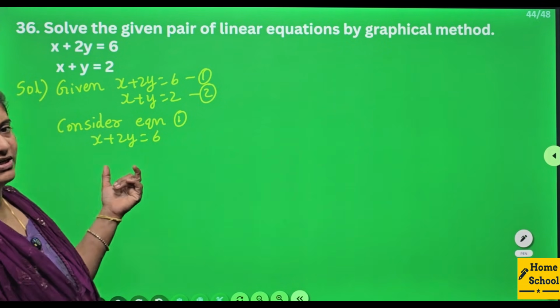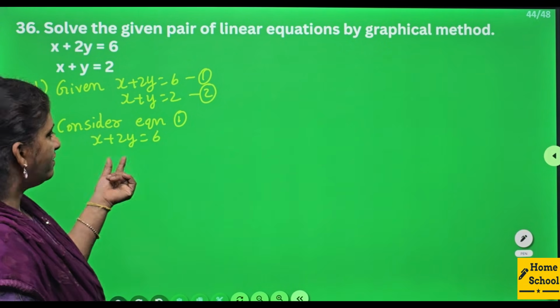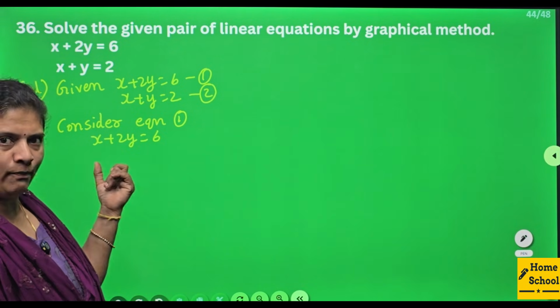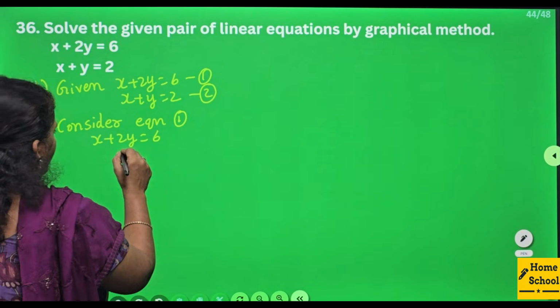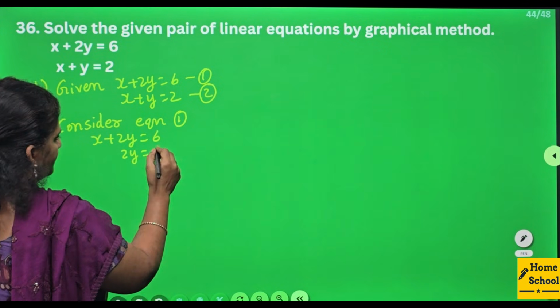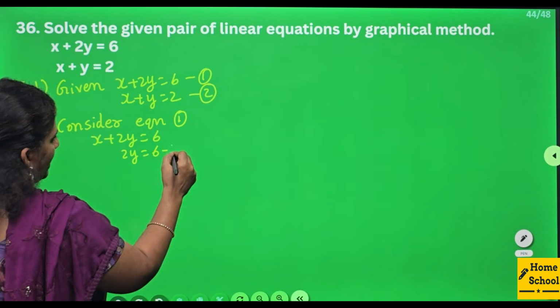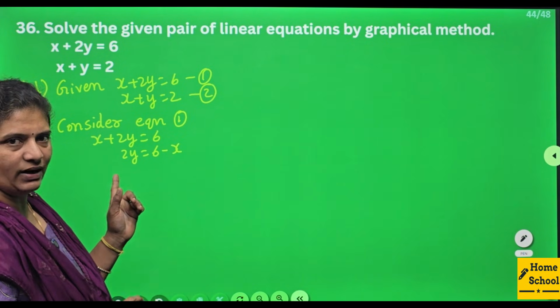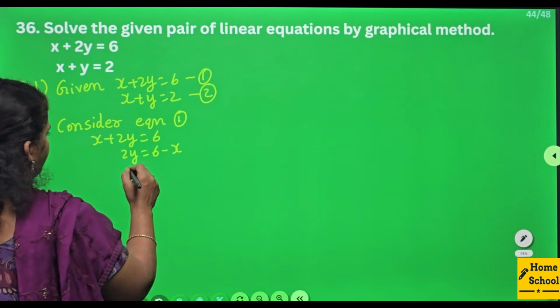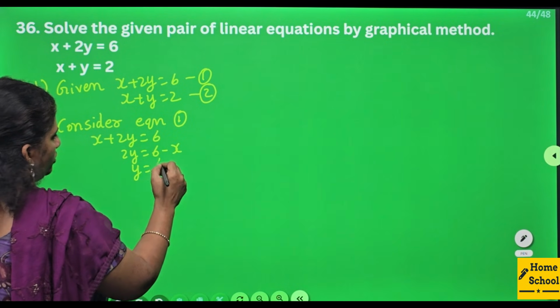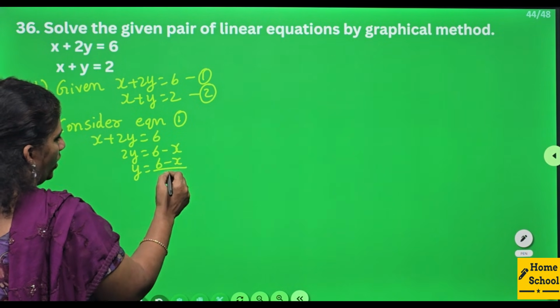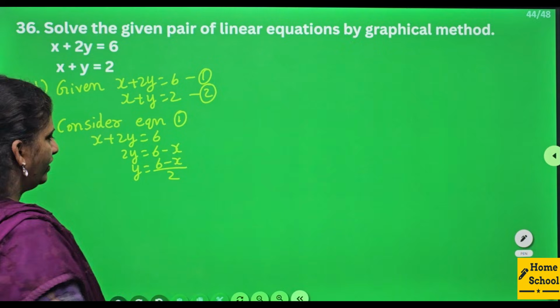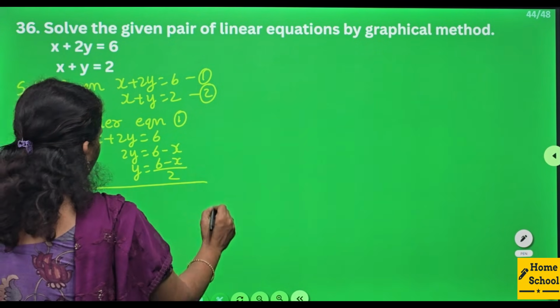Write this equation in the form of y. Observe y, is it positive or negative? Positive. So don't touch y. Remaining terms on the other side: 6 minus x. But here there is an extra 2. I don't want the other number. I need only the y variable on this side. y is equal to 6 minus x whole divided by 2. Now take a tabular column.